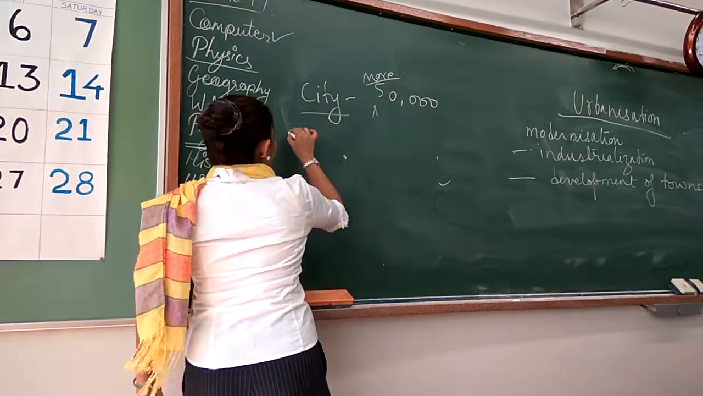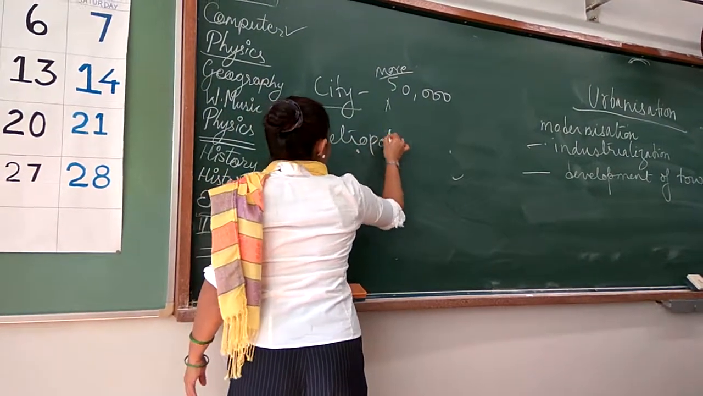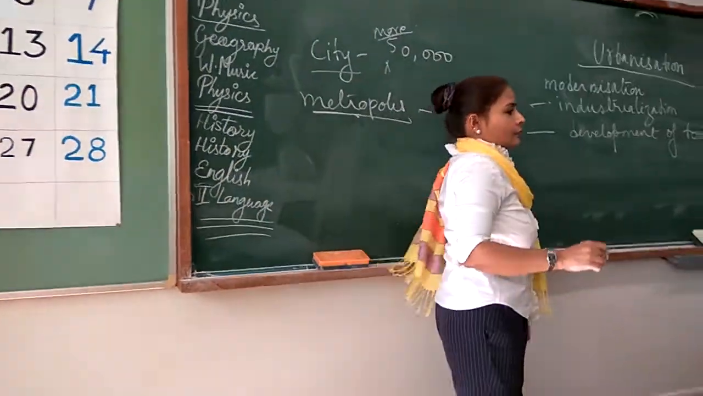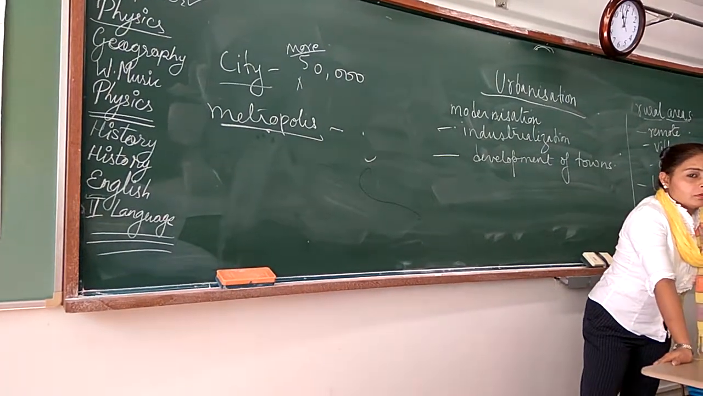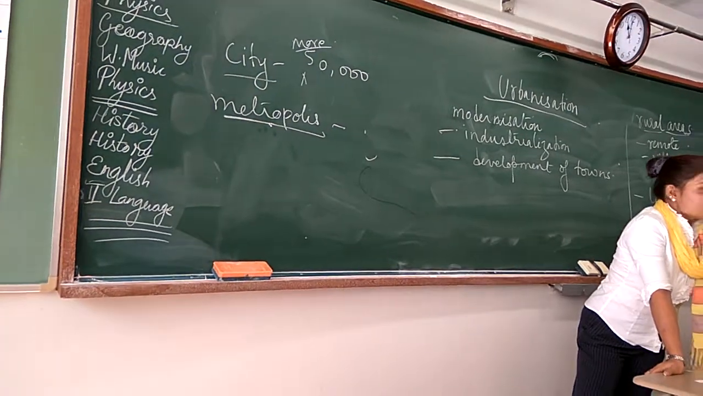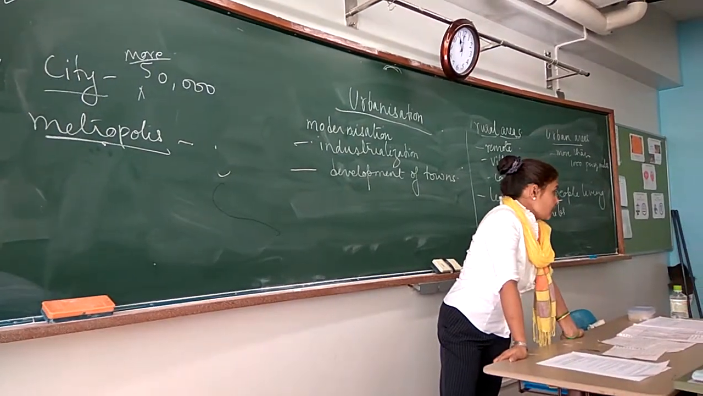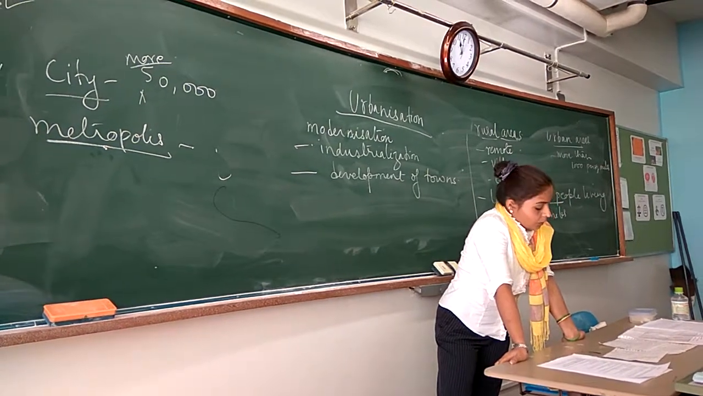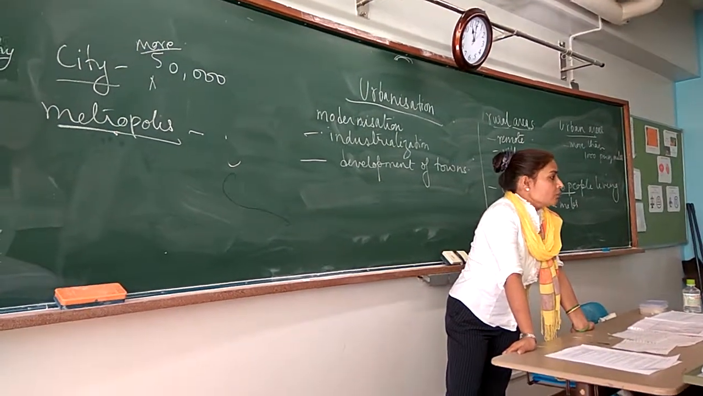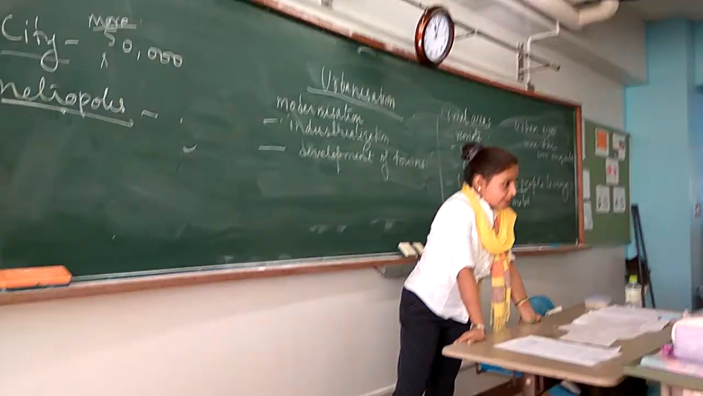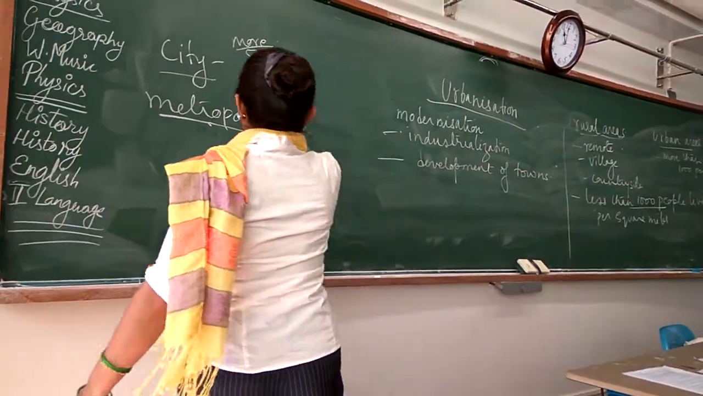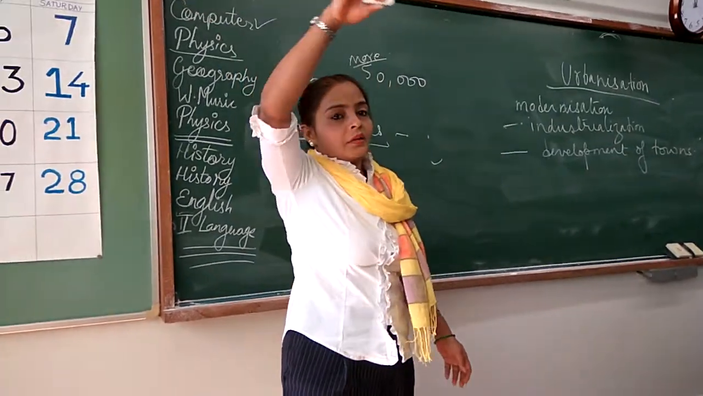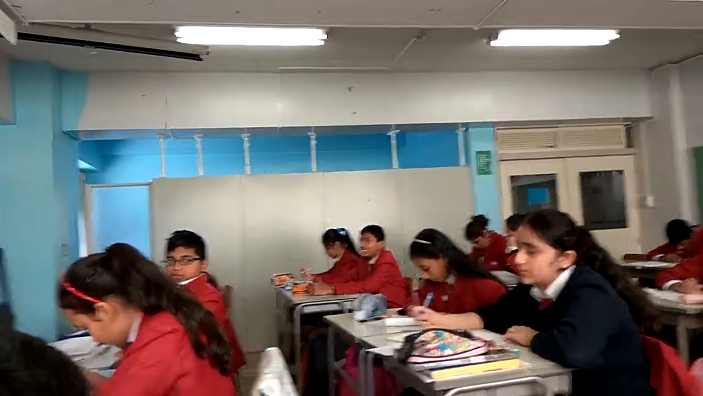Then we have metropolis. What is a metropolis? Places which are well connected through all ways of transport, with major facilities, metro trains, modern transport, and all types of communication facilities. We call it a metropolis. So, how about the data? Any guesses? What could be the data for a metropolis? Can we say Tokyo is a metropolis? Yes.